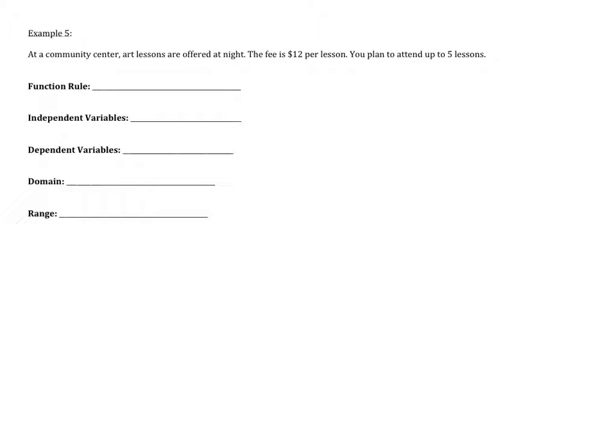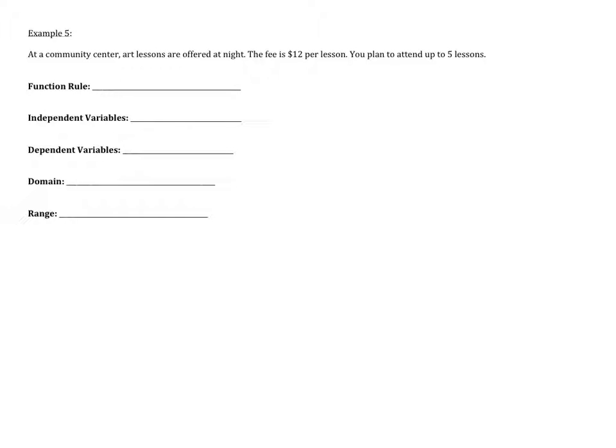Example number 5: at a community center, art lessons are offered at night. The fee is $12 per lesson. You plan to attend up to 5 lessons. So we have a list of things that we need to do for this problem. First, they want us to write a function rule. So remember, that's just like an equation. They want us to identify what the independent variable is and the dependent variable is. And then finally, we'll list our domain and our range.